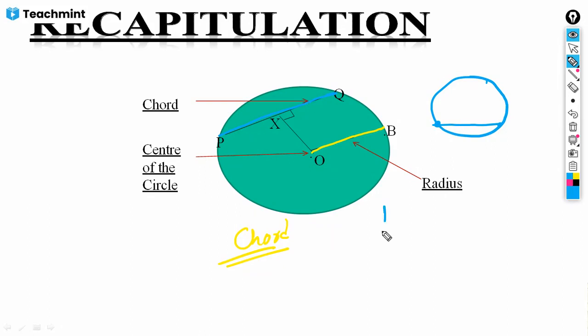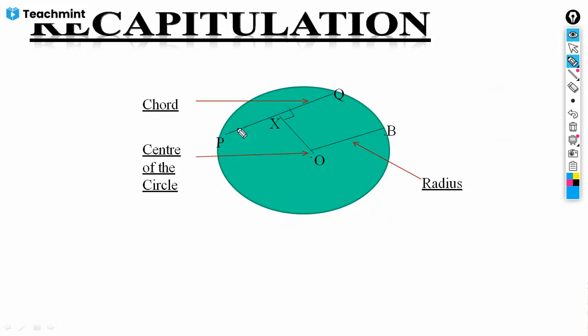Okay. What is diameter? The longest chord of a circle. Very good. The longest chord of a circle, or else you can say that a chord which is passing through the center is called the diameter. You can say it in that way also. So these are all the basic things which you have already learned in the lower classes.